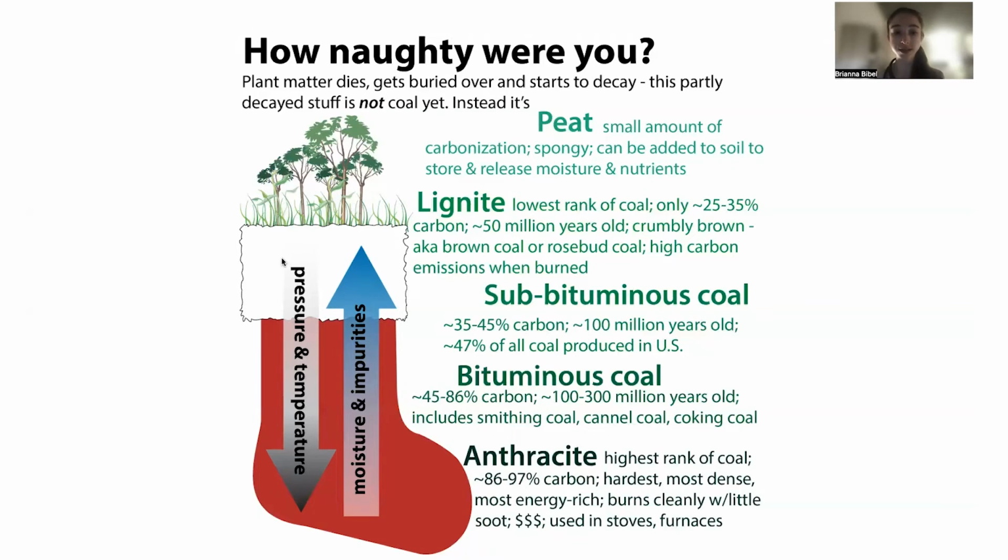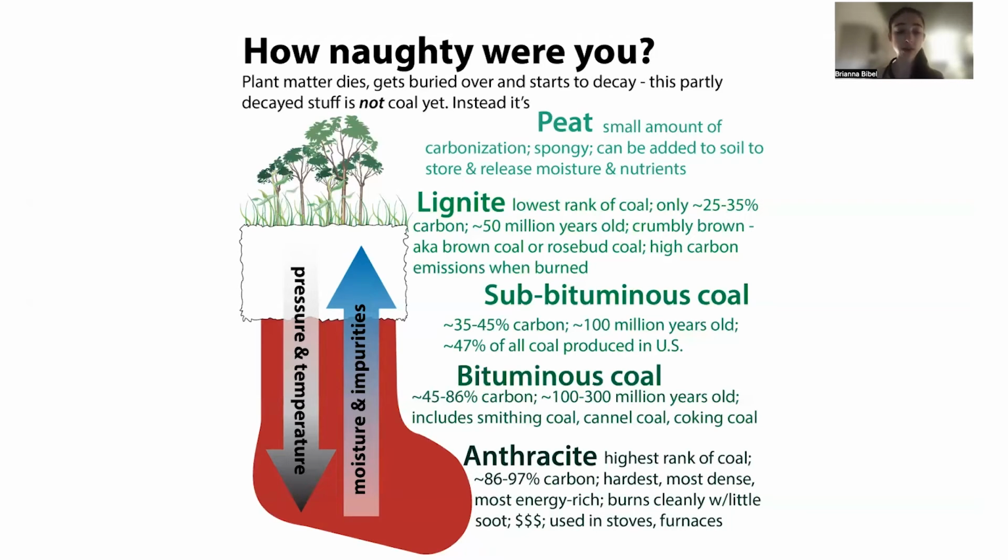Go a little deeper, so we're talking older here, because it takes a while for it to get pushed down and for other stuff to build up on top of it. Now we're talking about 100 to 300 million years old, with about 45 to 86% carbon. This bituminous coal includes smithing coal, cannel coal, and coking coal. And then finally, if you go even deeper, we're talking anthracite. This is the highest rank of coal. It's 86 to 97% carbon, and it's the hardest and most dense.